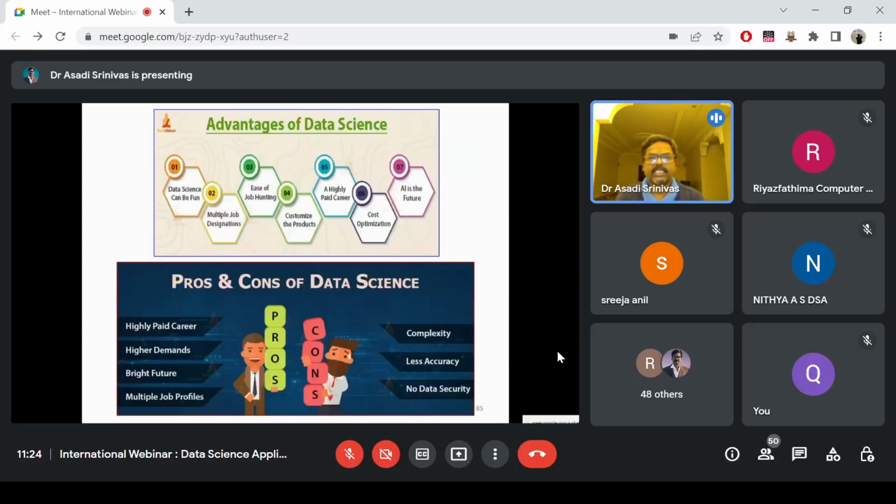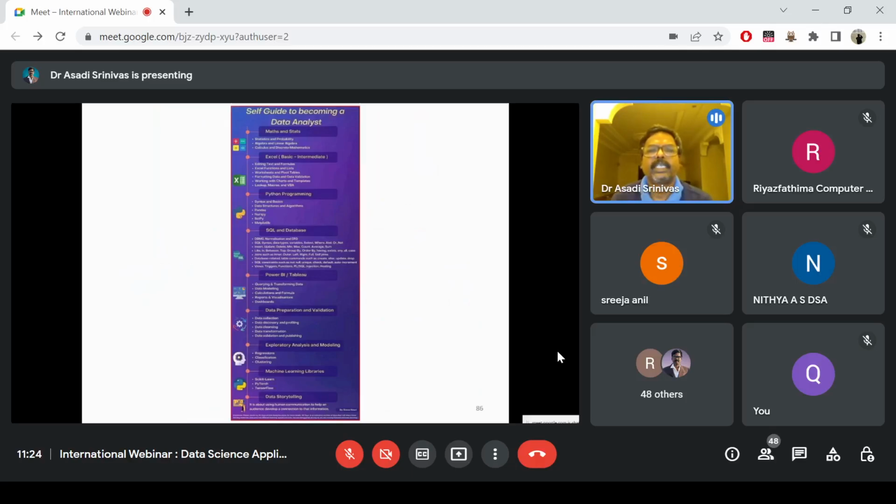So, what are the advantages of data science? Data science can be fun, multiple jobs are available, designations, ease of job hunting, customize the products, highly paid career, cost optimization. AI is the future of data science. Pros and cons of data science. Highly paid career, higher demand, bright future, multiple job profiles, and complexity, less accuracy, no data security. These are the disadvantages.